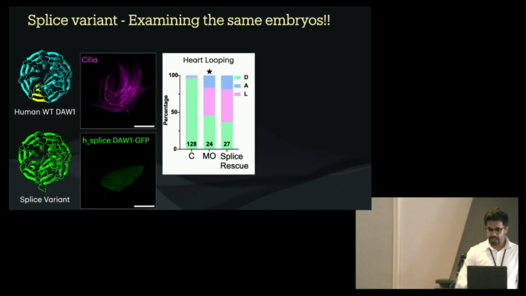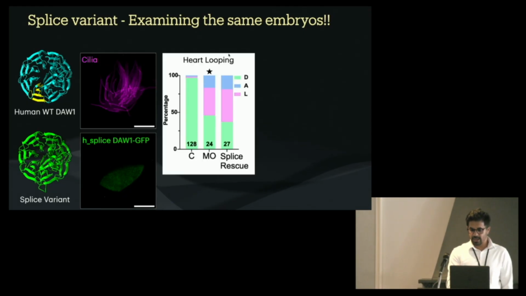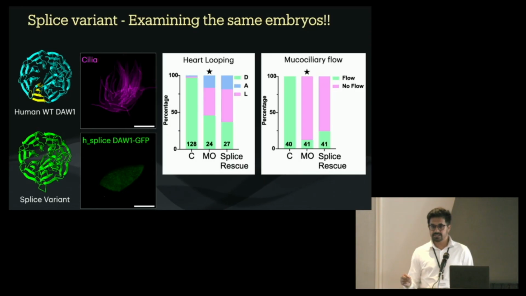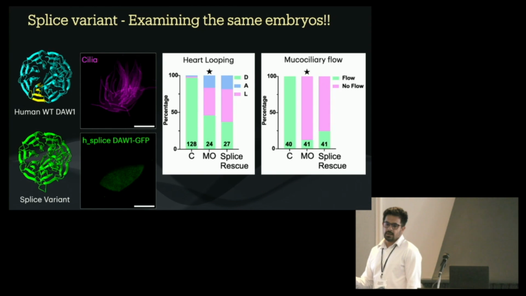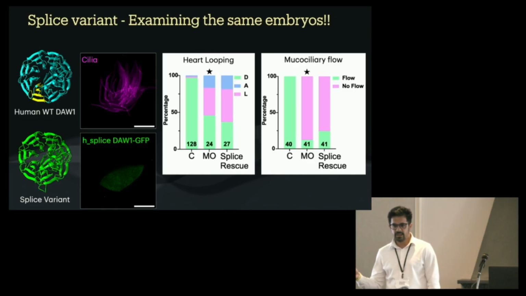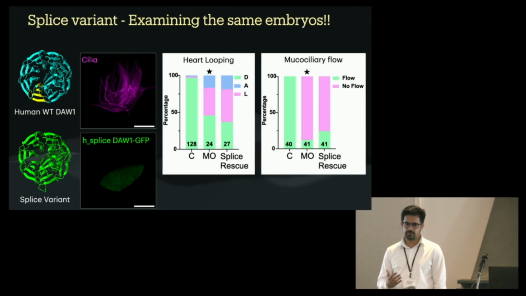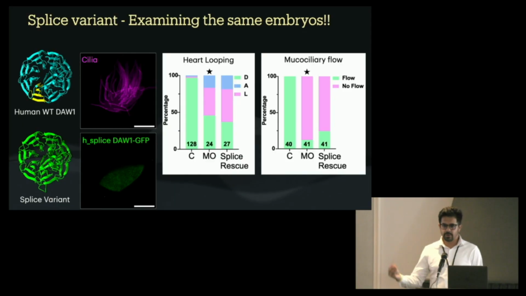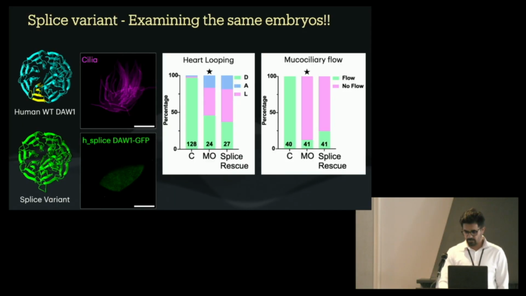And so we did the same rescue with the splice site for heart looping, and we do not rescue the phenotype at all, suggesting that the splice site mutation is a pathogenic mutation. And we also cannot rescue the mucociliary flow of multiciliated cells, suggesting that the splice site mutation also affects the mucociliary flow of the Xenopus embryos. But we have to remember that because of the autosomal recessive nature of PCD, since R1142 is not pathogenic, you can still maintain the mucociliary flow. However, in the left-right organizer, because both mutations are pathogenic, you are getting the left-right patterning problem.